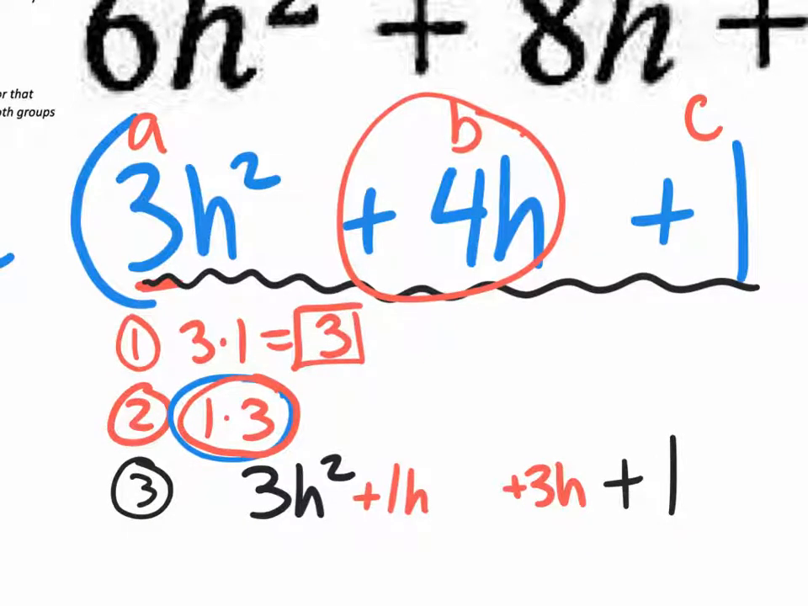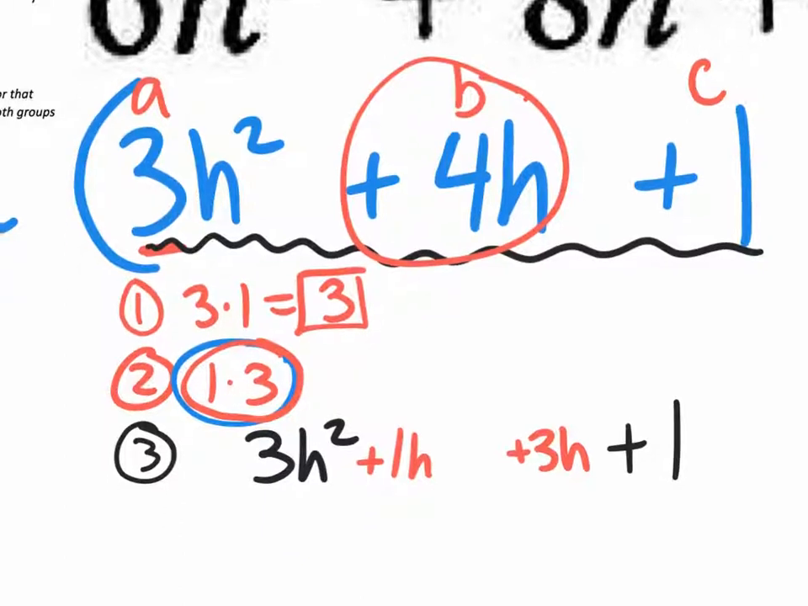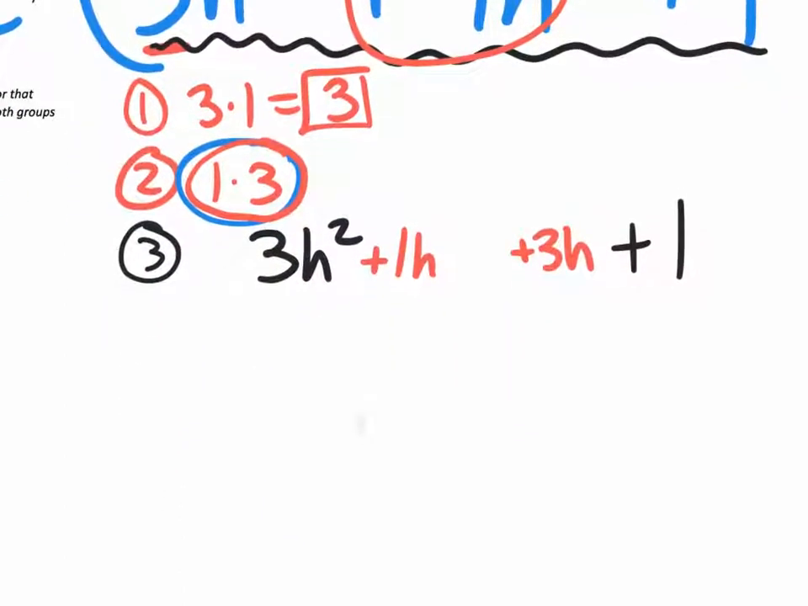Are you with me? So now I have a polynomial. I have 4 terms right there. And I want 4 terms so I can factor by grouping. So in the first group, what could I pull out? An h. What would I have left? 3h plus 1. In the second group, what could I pull out?